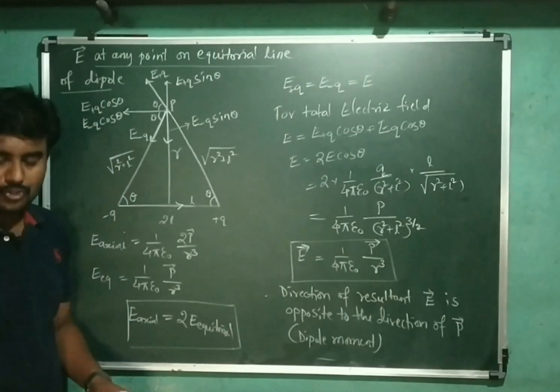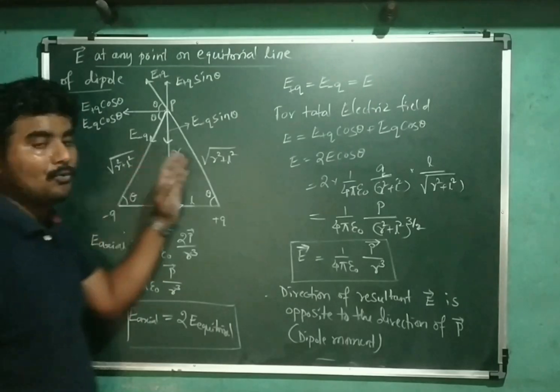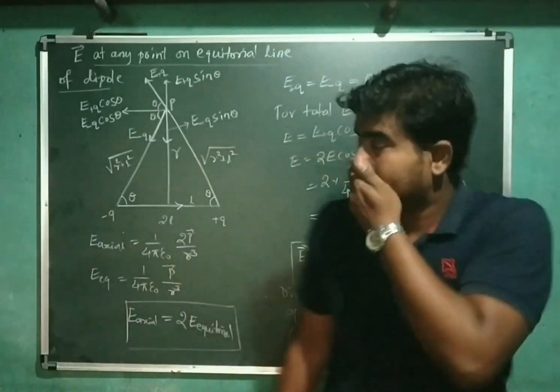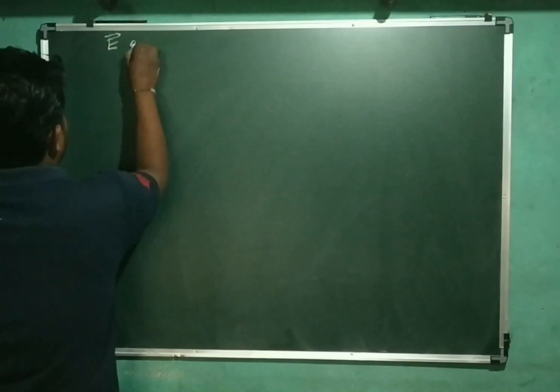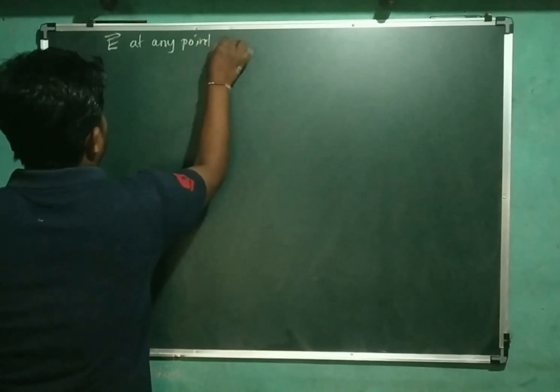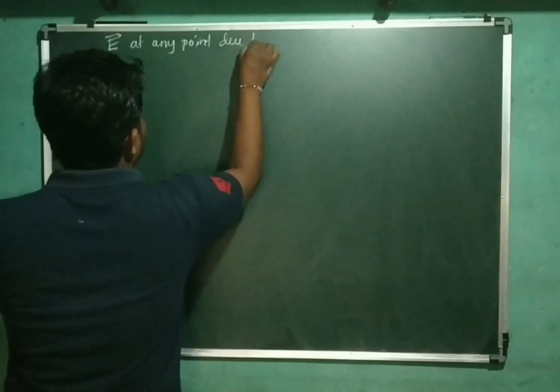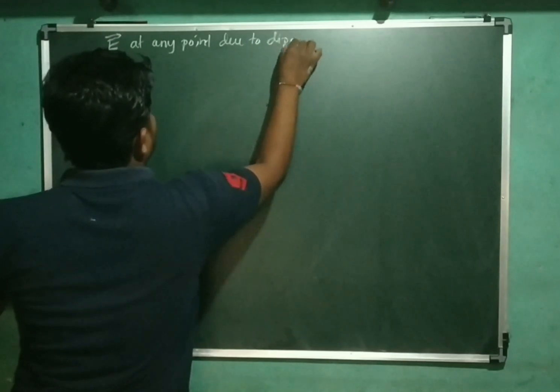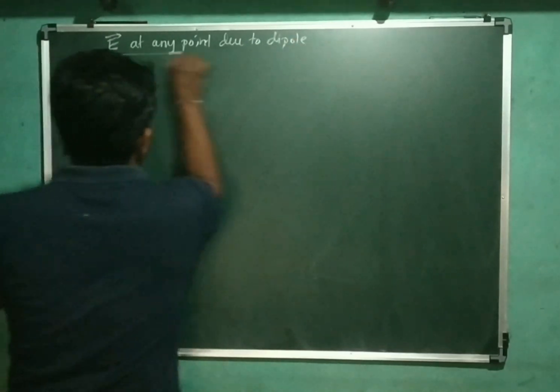Okay, so this is about electric field on equatorial line of dipole. Now a general case, that is, electric field intensity at any point due to dipole. This is a general case.